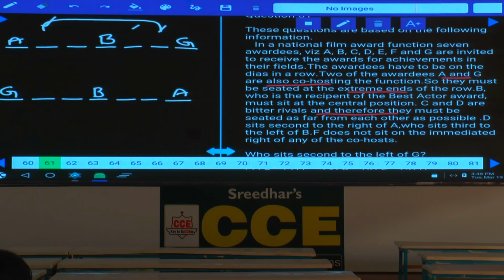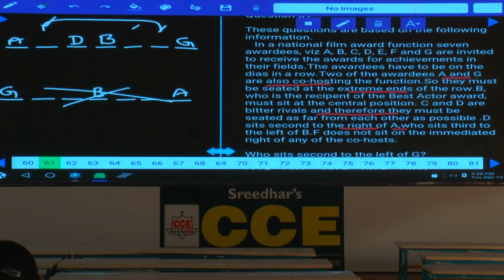And D sits second to the right of A. Now this D sits second to the right of whom? D sits second to the right of A. As D sits second to the right of A, this is ruled out, isn't it? D must be here. If D sits second to the right of A, and A sits immediately to the left of B, that is valid.